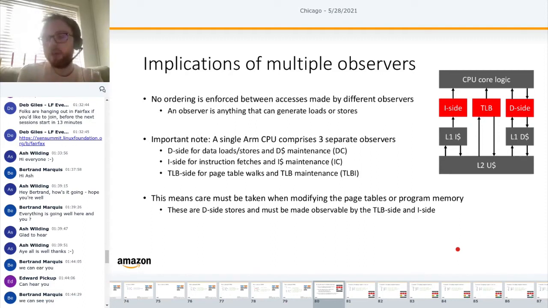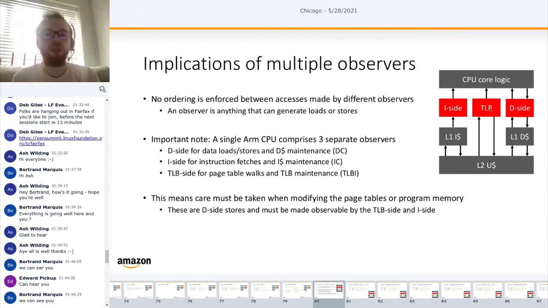An ARM CPU is not one observer, it's not one master, it's actually three, okay? And you can see that in this diagram we have on the left-hand side. So the D side is responsible for data side loads and stores and data cache maintenance operations. The I side is responsible for instruction fetches and instruction cache maintenance operations. And then we also have the TLB, or you'll sometimes see people call this the TLB side or the page table walker, etc. They're all referring to the same thing. And this is for doing page table walks and also translation look-aside buffer maintenance.